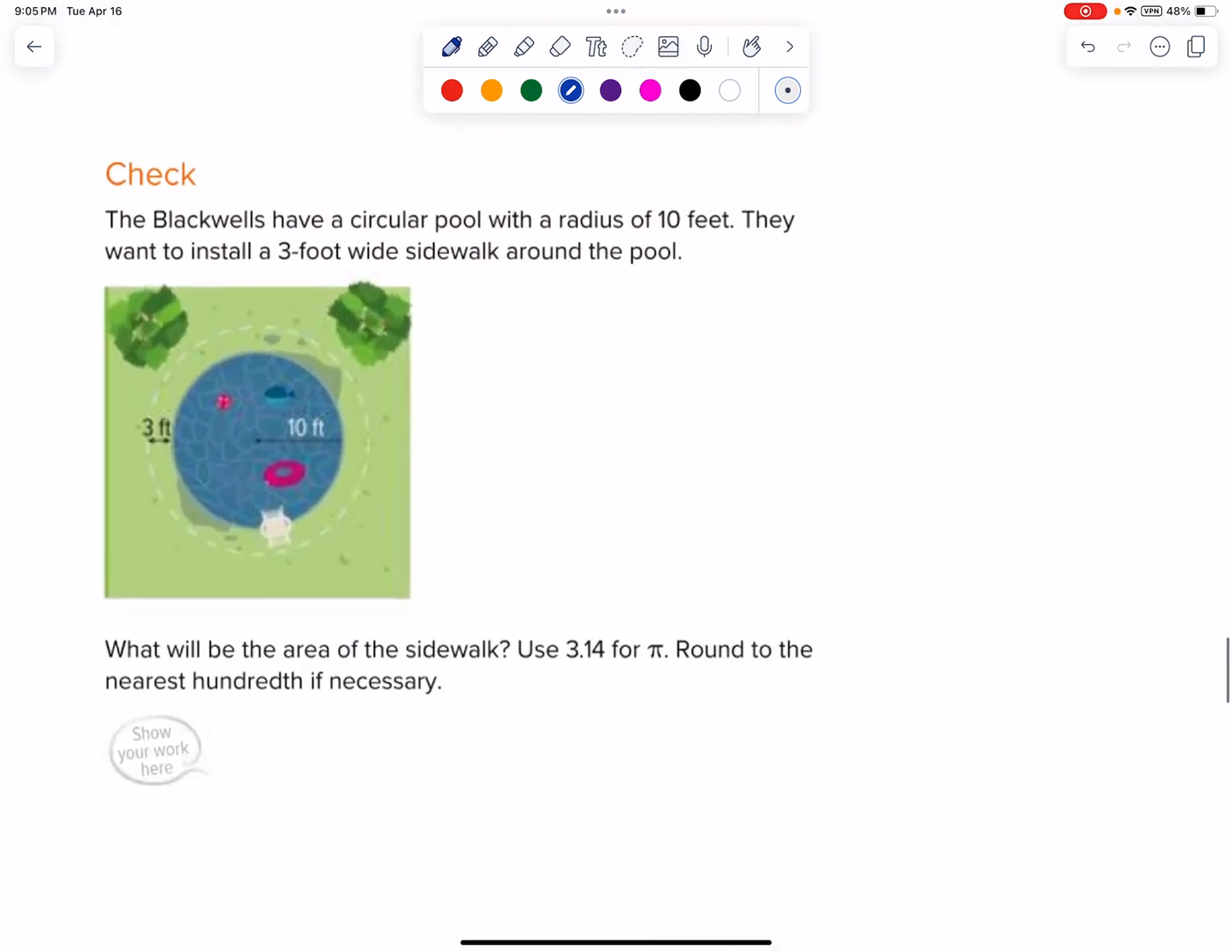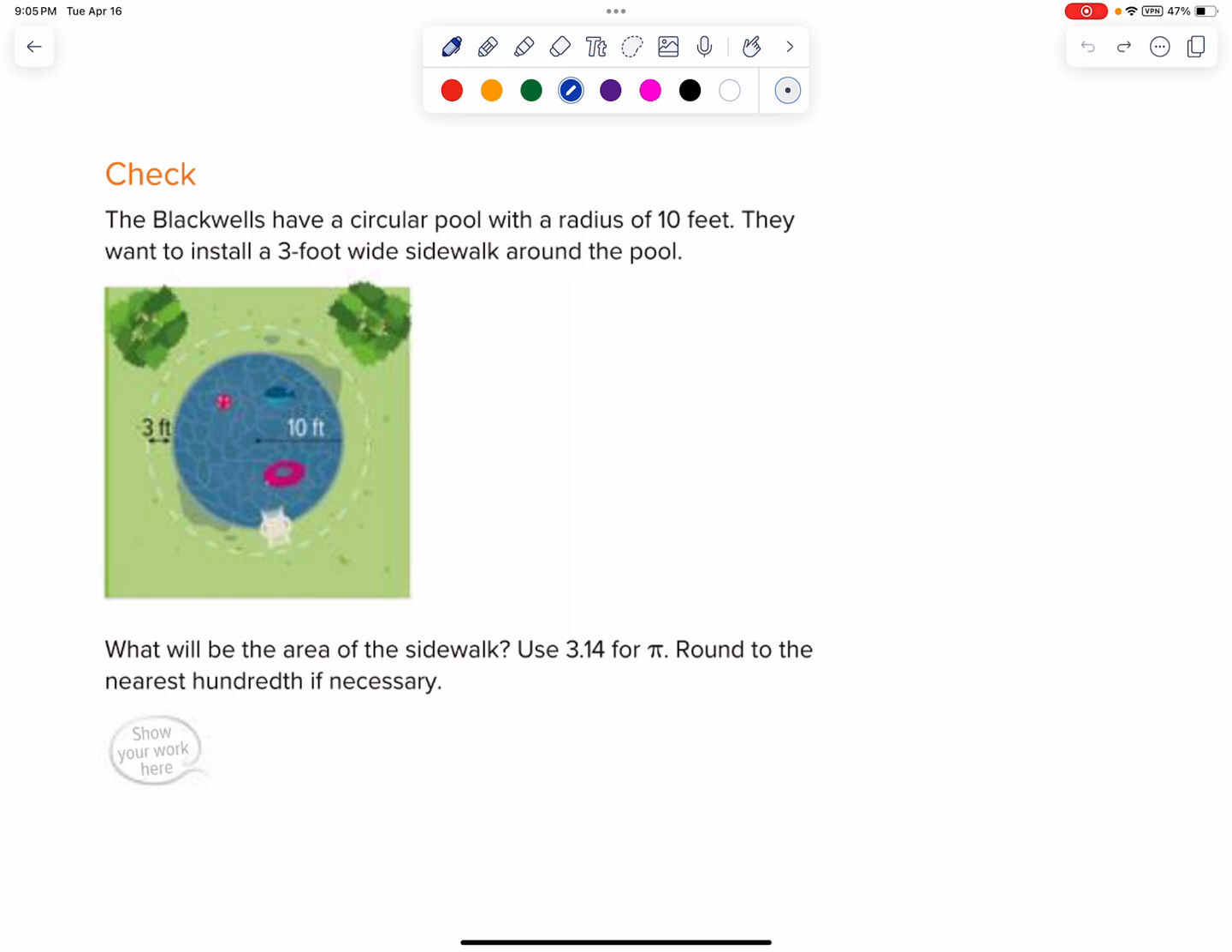All right, try out the check here. Let's see what's going on. The Blackwells have a circular pool, and it has a radius of 10 feet. So that's pretty straightforward. Okay, we can see that radius right here. They want to install a 3-foot wide sidewalk around the pool. What will be the area of the sidewalk? Okay, so think about what's going on here. We want to know the area of only the sidewalk. So how would you do that?